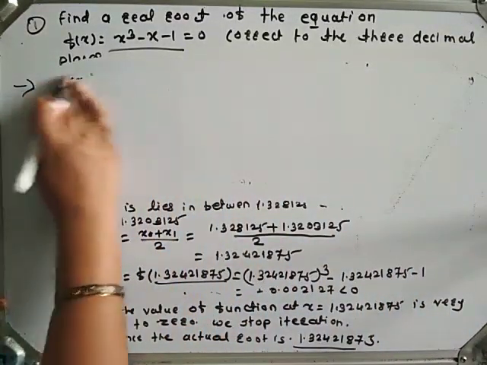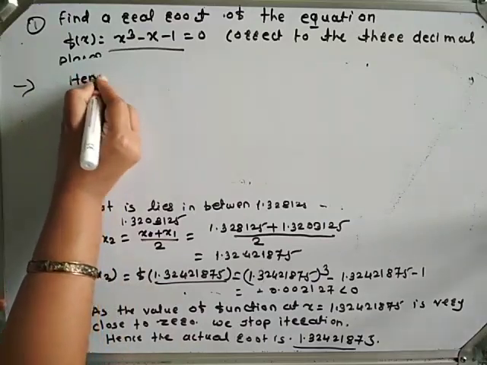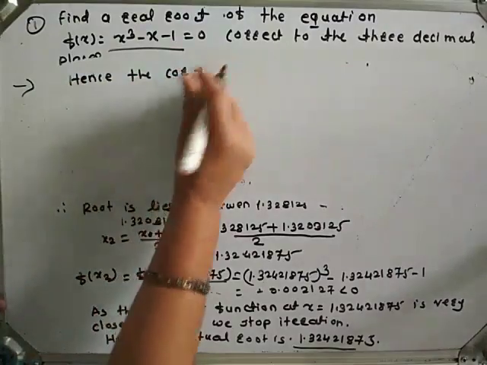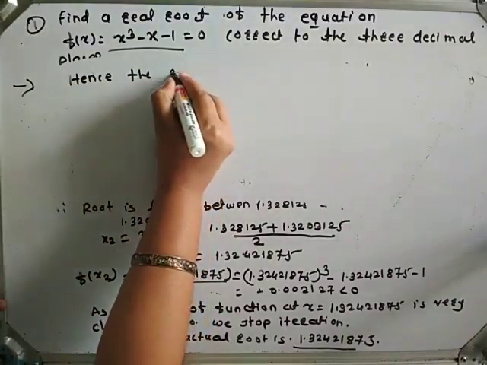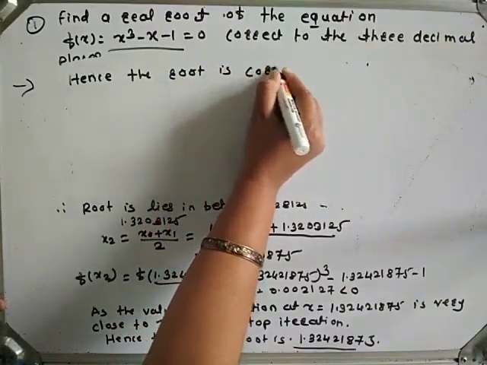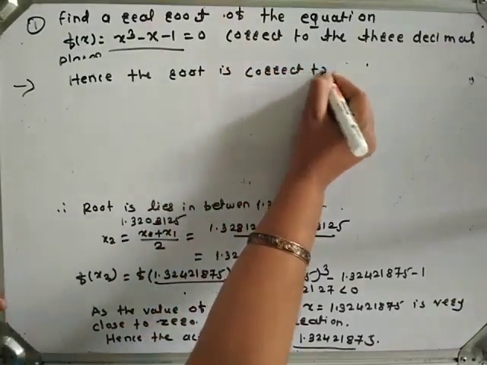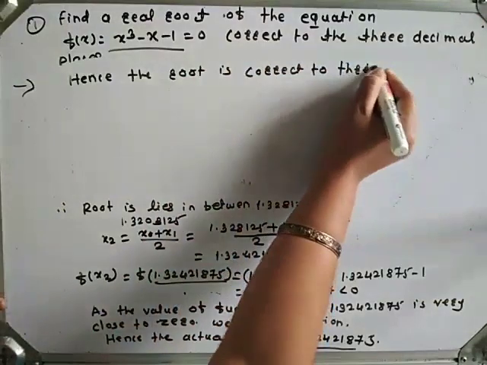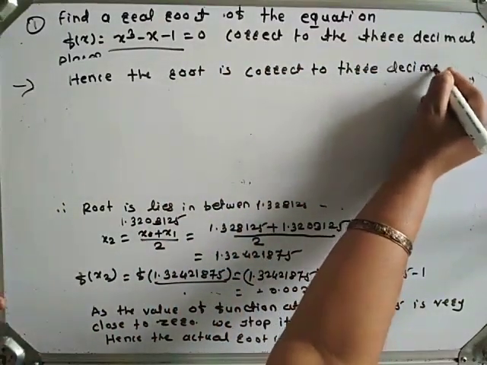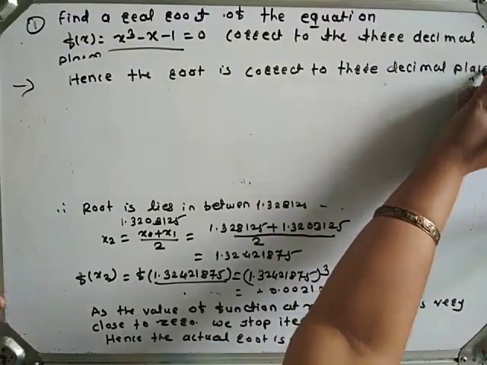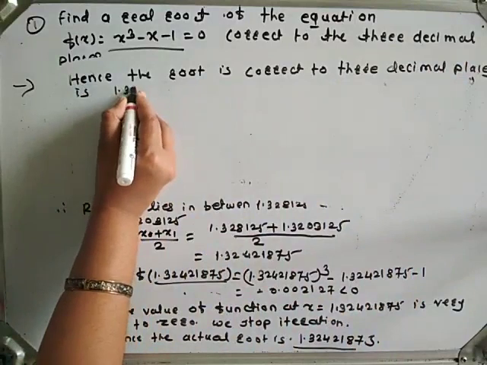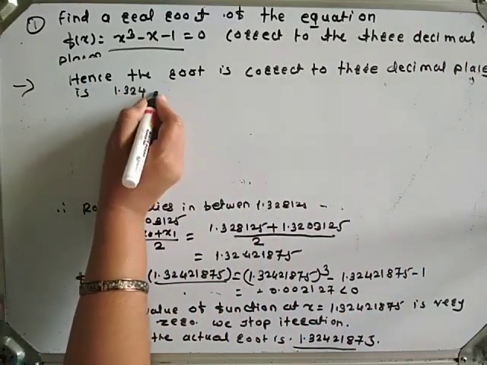In the next line we say that hence the root is correct to 3 decimal places. 3 decimal places is 1.324.